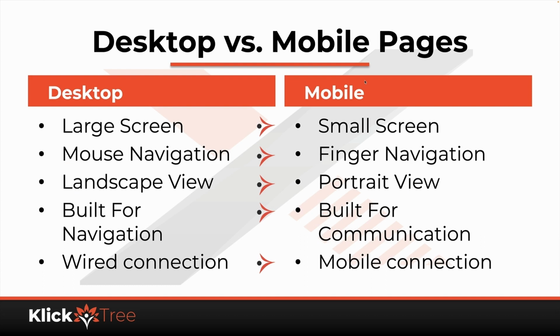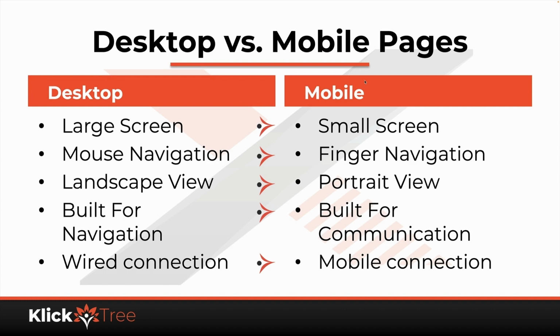So if you look at the differences between desktop and mobile pages, this is what we saw. Now, desktop is obviously for a large screen, right? It's mouse navigated. It has a landscape view, so it's looked upon differently, and it's built for navigation, and it usually has a wired connection or a wireless connection in the house, right? So on the mobile side, however, we've got a small screen, we've got finger navigation, we've got a portrait view, and we've got built for communication.